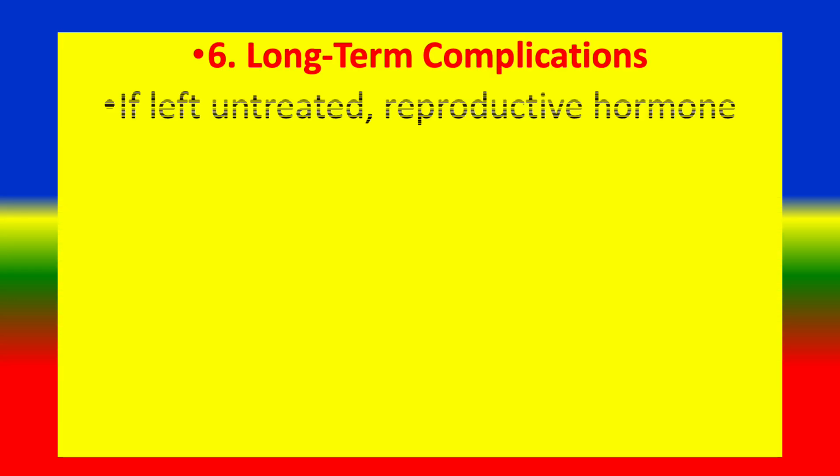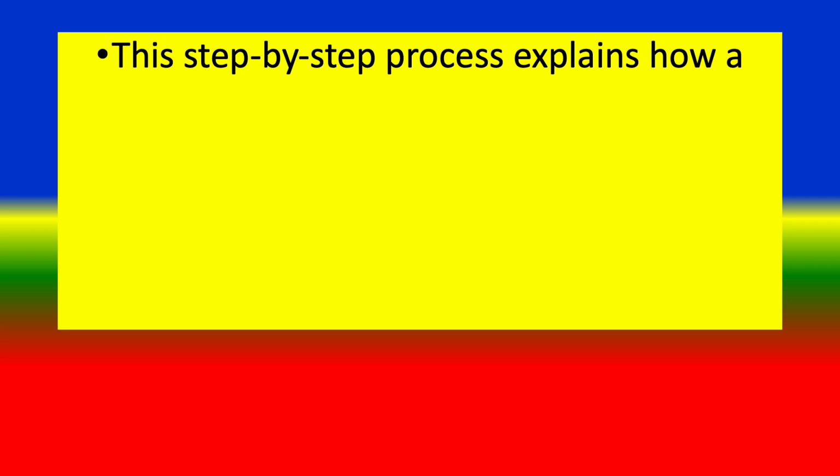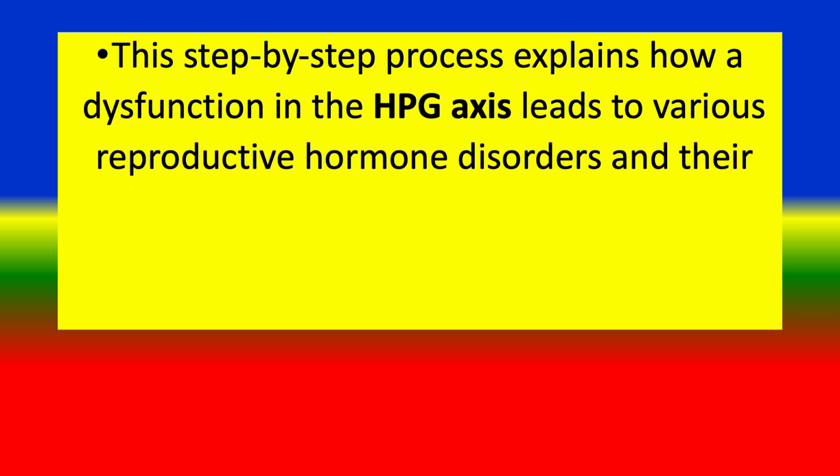6. Long-term complications. If left untreated, reproductive hormone disorders may lead to infertility, cardiovascular diseases, osteoporosis and fractures, diabetes and metabolic disorders. This step-by-step process explains how a dysfunction in the HPG axis leads to various reproductive hormone disorders and their systemic effects.